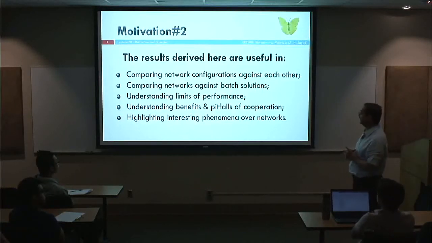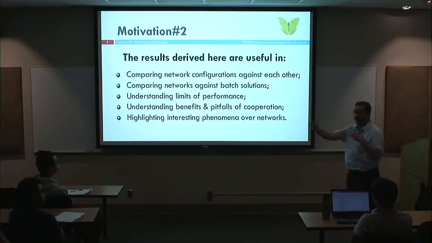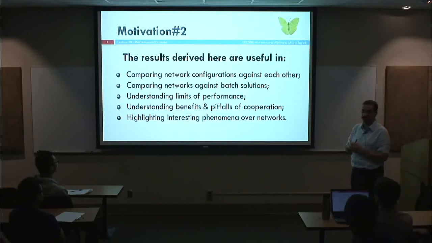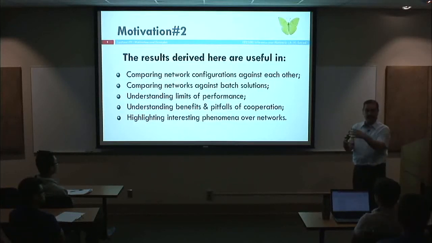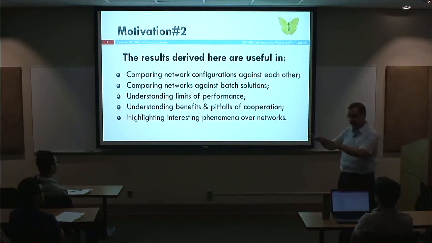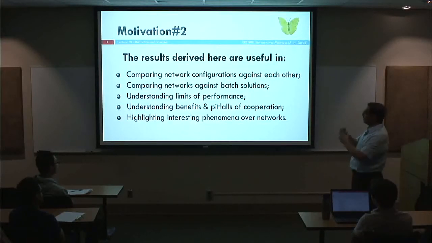So moving forward, this is a high-level description of what you're going to learn in this class. You're going to be able to compare different network configurations to each other. Is it better for me to use this particular topology or this other topology? Does it make a difference which topology I use? That's an important question. How do I compare networks to batch solutions or centralized solutions? Can I make a network approach the performance of a centralized solution? Can I make a group of agents working individually within their neighborhoods perform as well as the centralized solutions? What's the best performance I can hope for? It's always important to understand limits of performance in these problems.